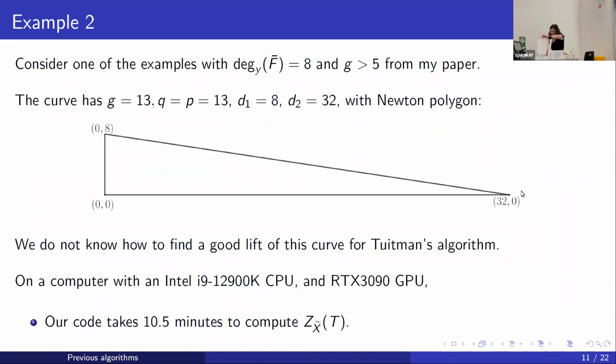On that same computer, it took 10.5 minutes for my code to compute the zeta function of this input. There are 6 more examples just like this, selected in the same way, that appear in my paper. I'd be very interested to know if someone could figure out a way for those 7 examples to compute a good lift for Teichmüller and then feed it into Teichmüller.